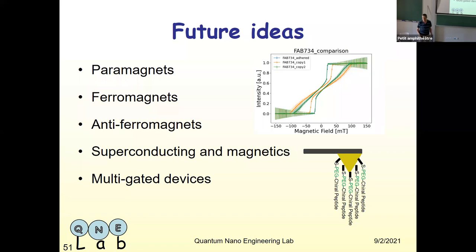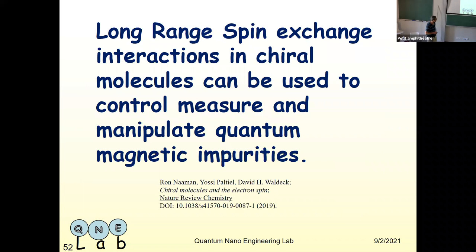So just to summarize, what are the future ideas for this effect? We are thinking about using paramagnets to have local gradients of magnetic field. We can control the magnetic field just by putting a gate, so we can have large local gradients. We will use ferromagnets to have memory and use antiferromagnets to write and read. Antiferromagnets are good for memory devices because they can be much more dense. You don't have cross-correlation between those effects. We will combine superconducting and magnetic materials to have superconducting spintronics, and we use multi-gated devices.